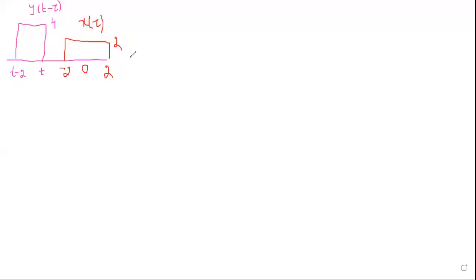So I'm writing my output now. My output is the variable z. Convolution is z of t. Z of t is equal to 0. I know my complete x-axis is t.